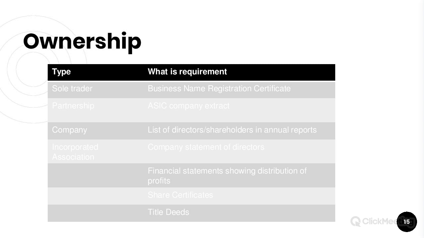Okay, so in order to demonstrate the ownership, we call it business registration, ABN registration. So they have to show us the registration report, deed. They have to show the financials, how the profit is distributed, because the registration extract will demonstrate how many shares they have each, and the financials show the distribution of profits.